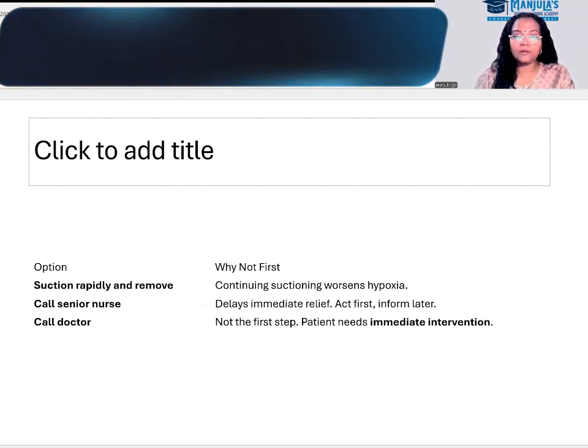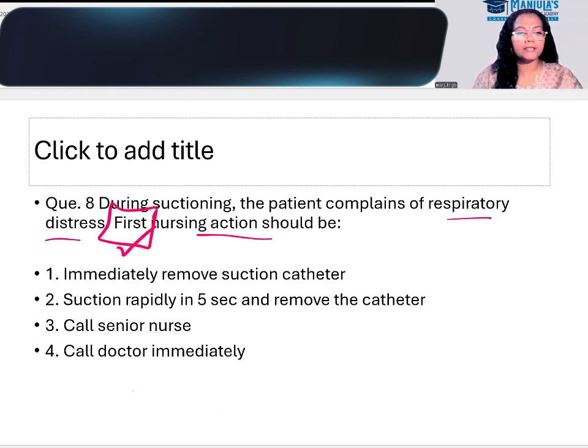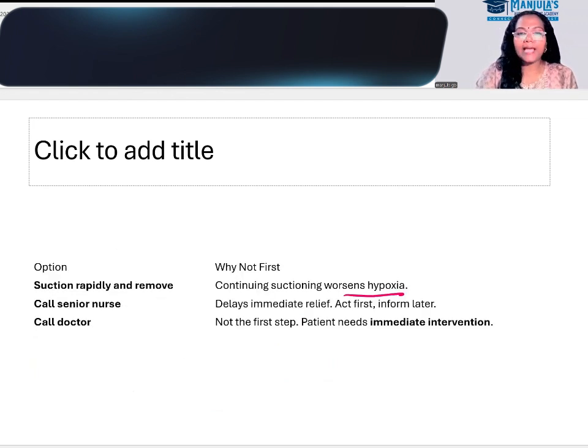So what were the other options? Suction rapidly and remove. Never do that, because it will only worsen the hypoxia. Call the senior nurse. Definitely you can do that, but in the question they have asked what is first, correct? So first is to act immediately and give the patient relief. Then you can inform the senior nurse. Calling the doctor also is not the first step. The first step is always immediate intervention.